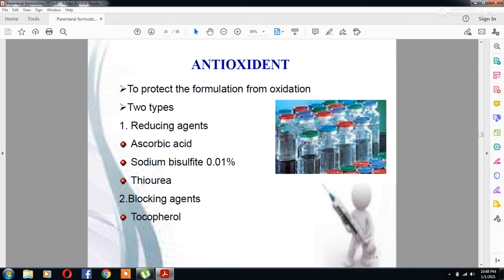Antioxidants are those agents which can protect the formulation from oxidation. There are two types. The first one is reducing agents, which are ascorbic acid, vitamin C, sodium bisulfite 0.01%, and thiourea. So these are used as antioxidant agents in order to protect the formulation from oxidation, while the second one is blocking agents. The blocking agent is tocopherols, vitamin E.